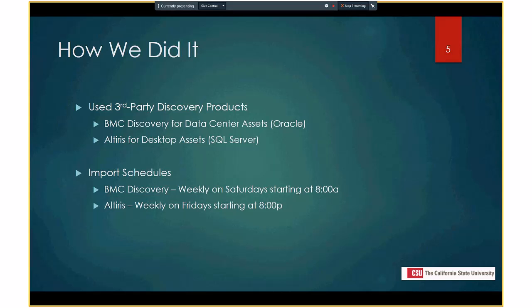Our BMC Discovery, every week on Saturdays, we'd start importing it out of the Oracle and put it into our ServiceNow. And Altiris would be weeklies on Friday starting at 8 p.m. to carry all that stuff in.